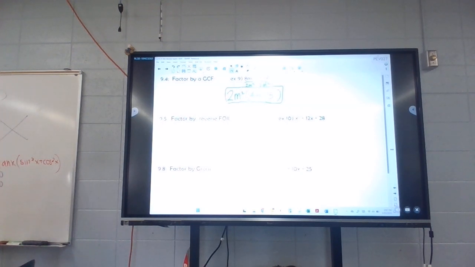Now the next one, it says to use reverse FOIL, but I'm not going to tell you that. I'm hoping you guys can look at the chart and tell which type this is. So example 10 there, looking at it, if you guys notice, this is the second column on our chart. There's no GCF.